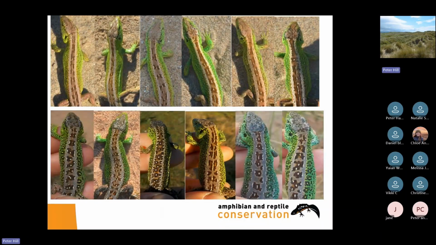Here's a comparison for you of various different projects we've been involved with, to show examples of northern dune race males at the top with southern heathland race animals below. All those back patterns are completely unique, but you can see the general difference of the races, same species, but different race due to living in different habitats.